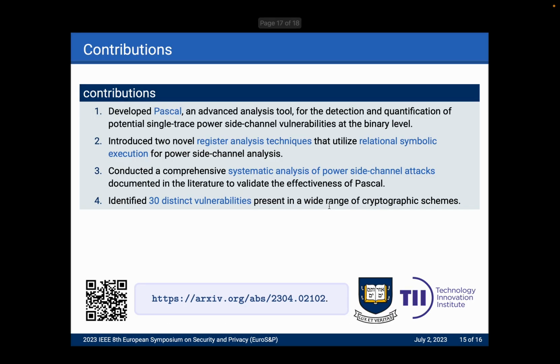So, in summary, we developed a tool to detect and quantify single trace power side channel vulnerabilities by introducing two different register analysis techniques. We identified 30 distinct vulnerabilities, and many of them have been confirmed by different attack papers in the literature. More information regarding the algorithm, the literature review, and attack against the project and implementation as well can be found in the original paper at this archive link.